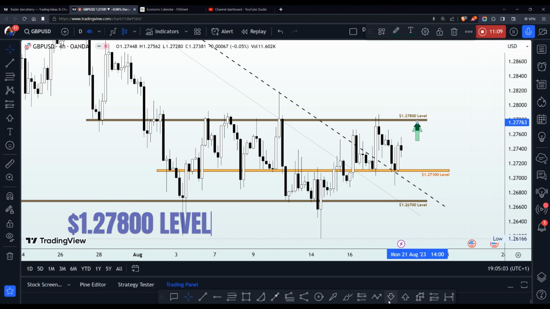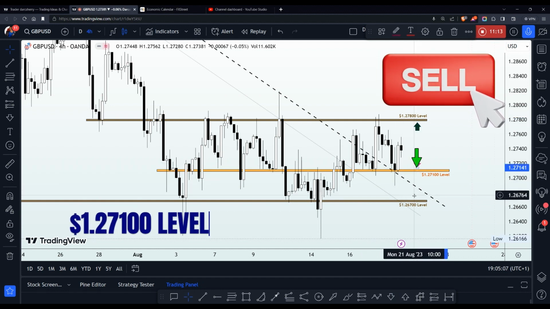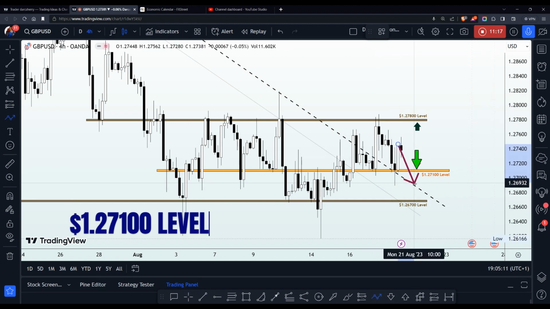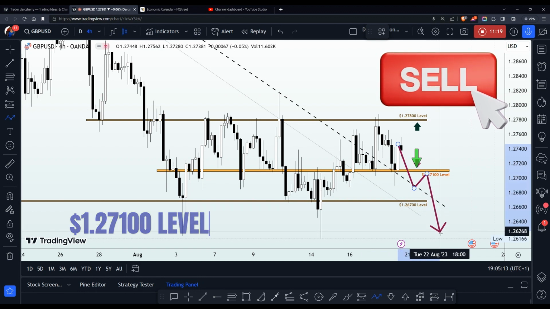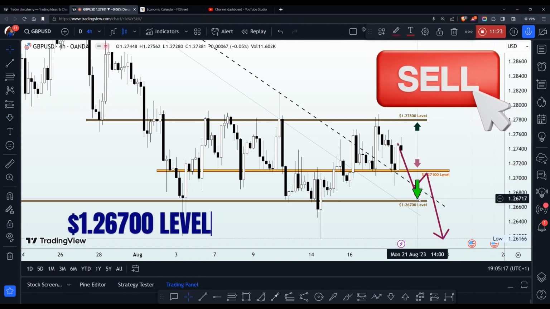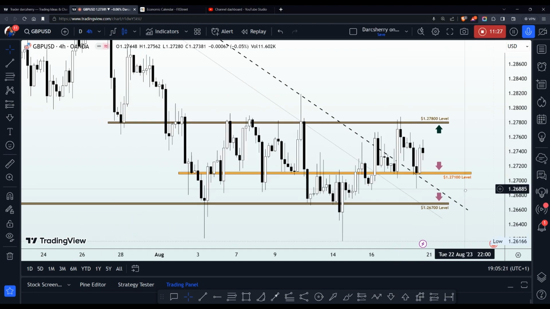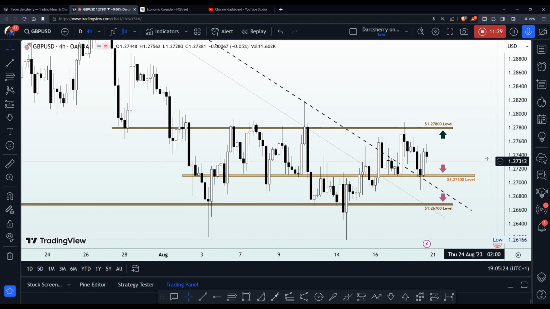However, if price action drops below the 1.271 and selling pressure continues below that area, then I want to start considering selling, where a further breakdown of the 1.26700 area will welcome more selling opportunities. So these are my views here on the GBPUSD for this week.